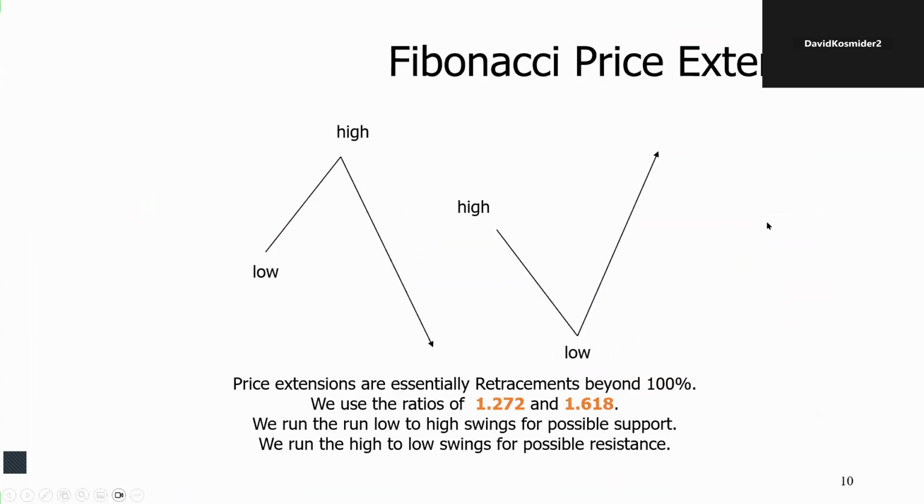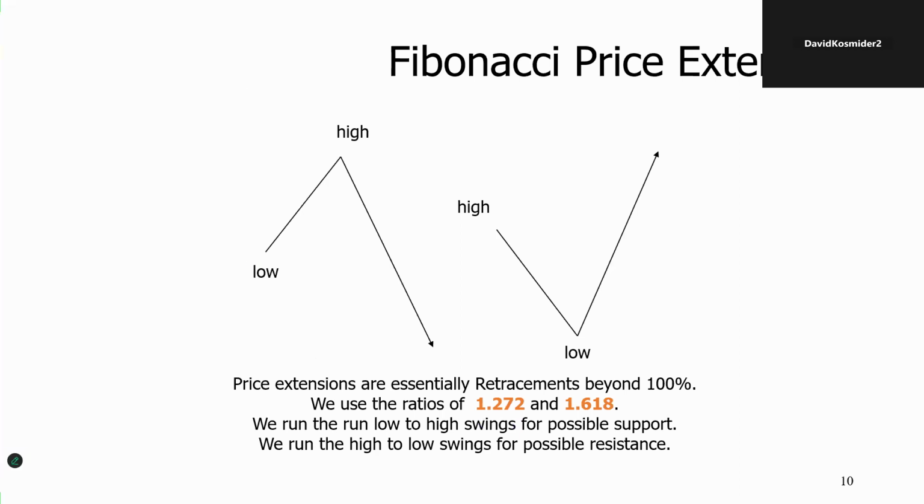All right, so next, let's look at price extensions. Price extensions still only use 2 points on the chart, a low to a high or a high to a low, okay? And so you're typically using the price retracement tool and you're just adding the extensions of 1272, 1618, and then of course I add my 2618 for my third target for the trend trade setups.